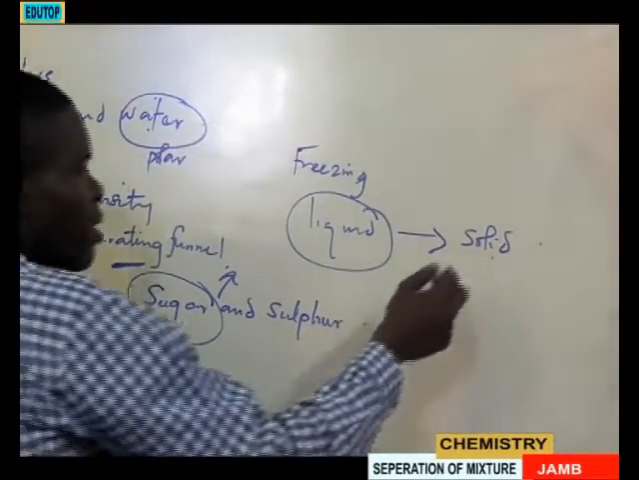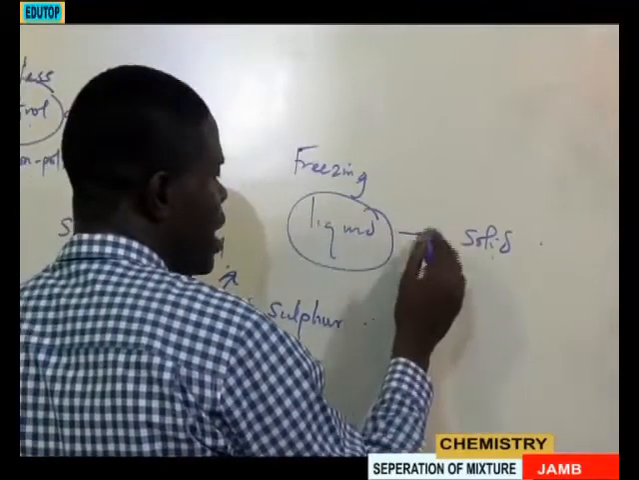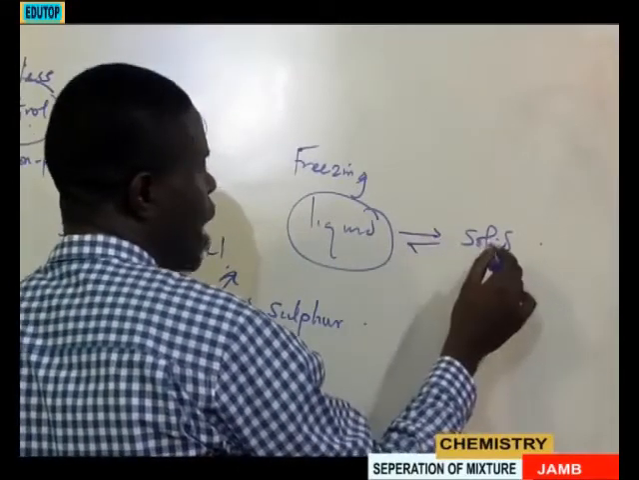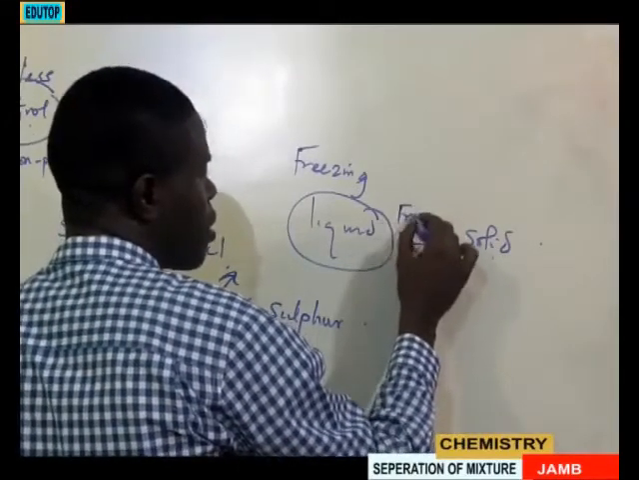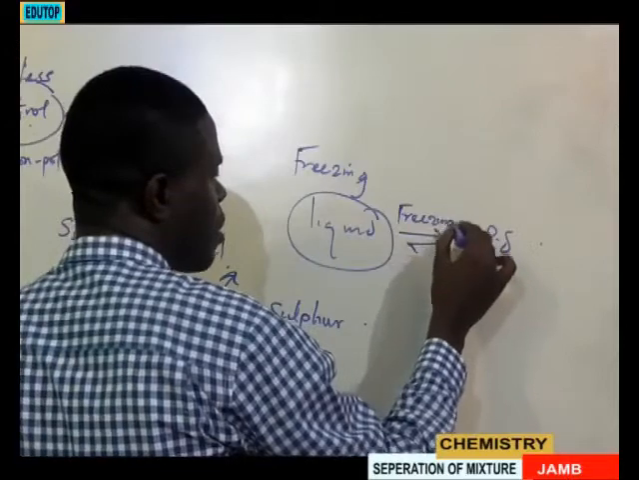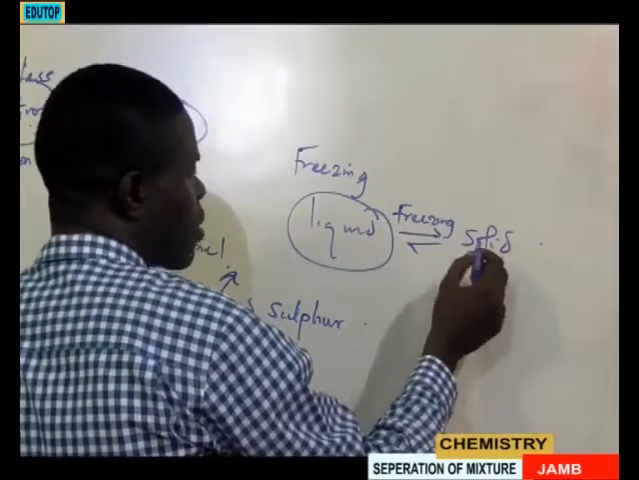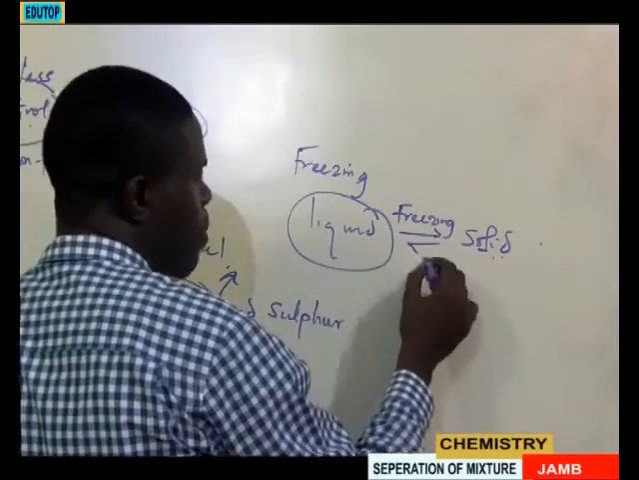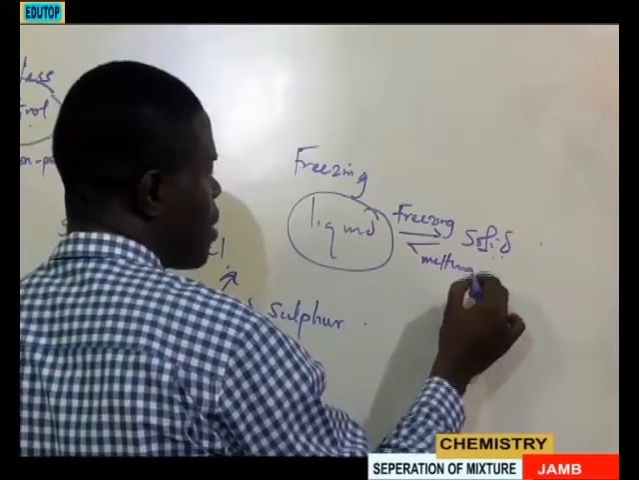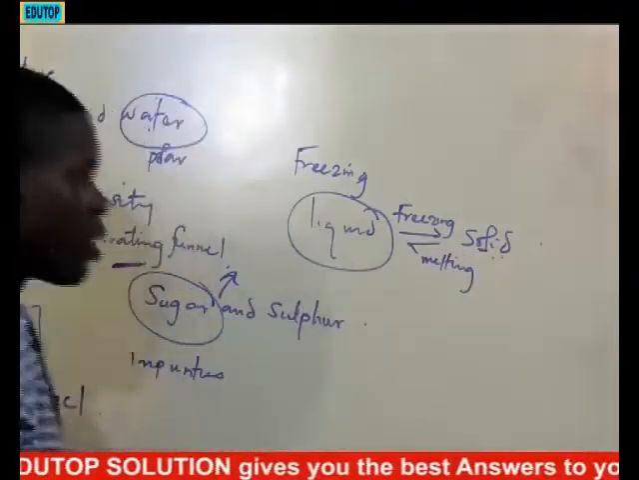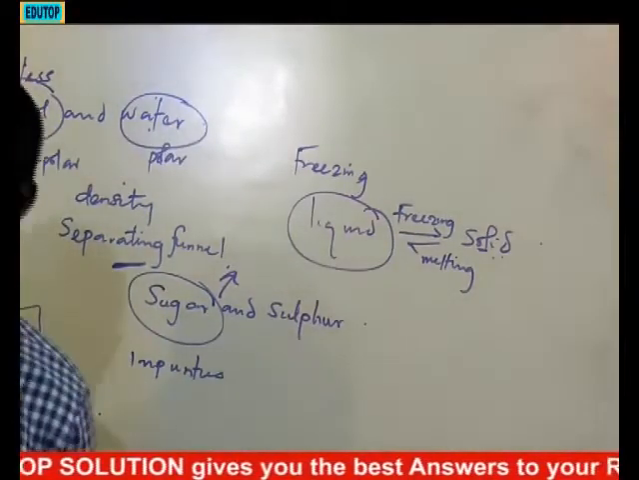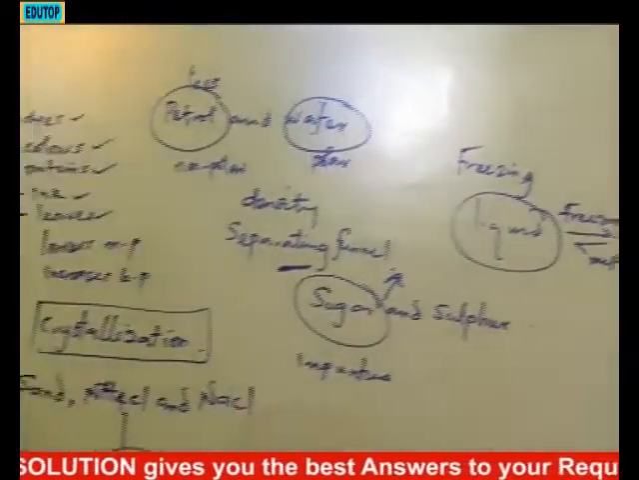This one is definitely going to be a reversible reaction. You are freezing the ice cream, so when you freeze it, it becomes solid. How do you convert solid to liquid? By melting. So when you melt this, you convert it back. So you can see that option A is definitely a physical change.